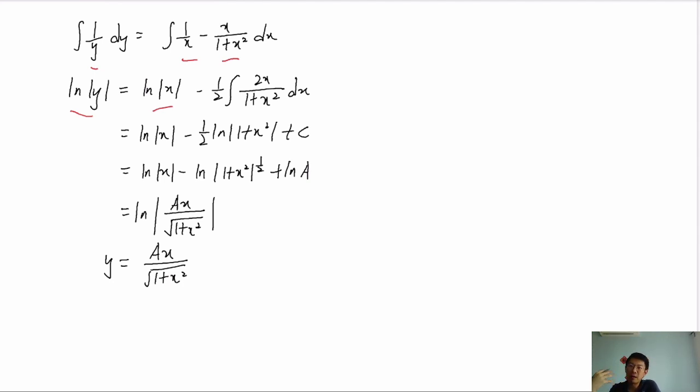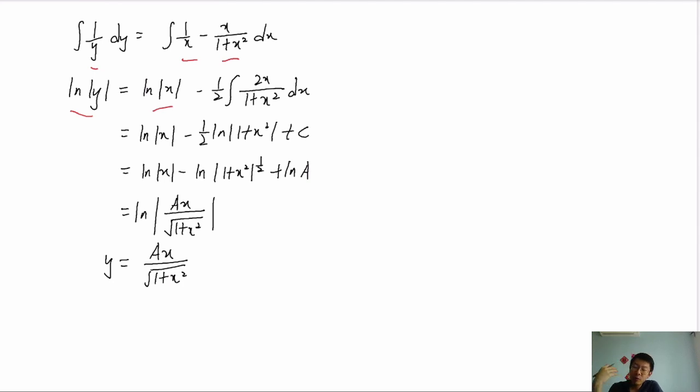This is a fraction, and we can check whether we are able to get the numerator when we differentiate the denominator. In this case, we have 1 plus x squared. If we differentiate, we get 2x, which is similar to the numerator. When that happens, we know that after we integrate, we will get something in ln.